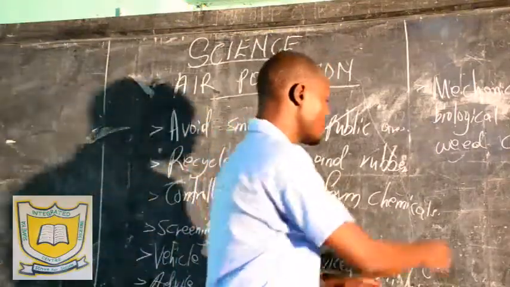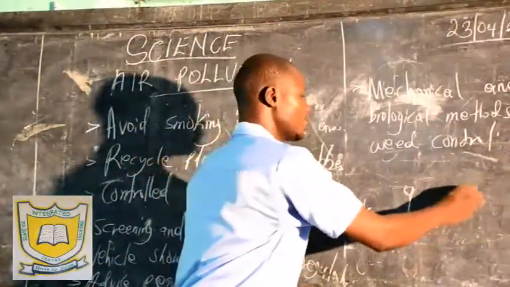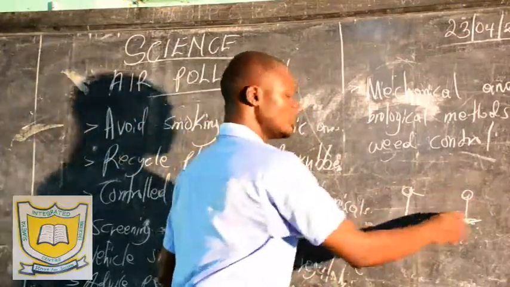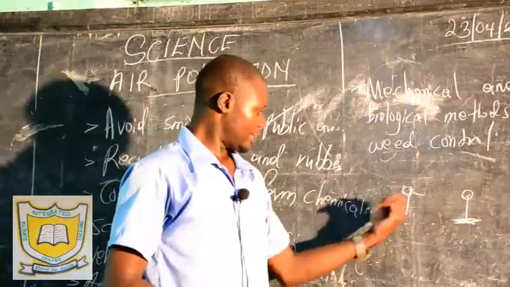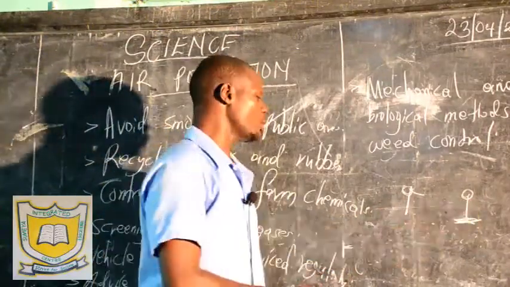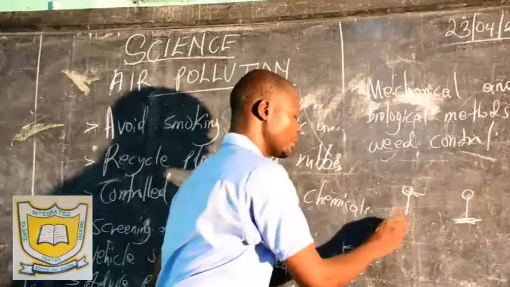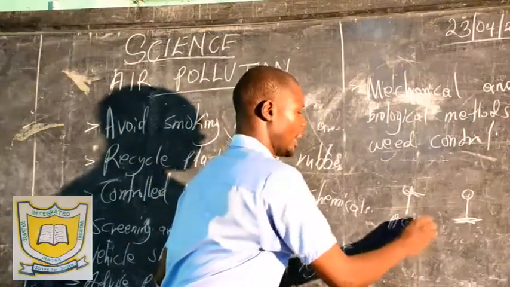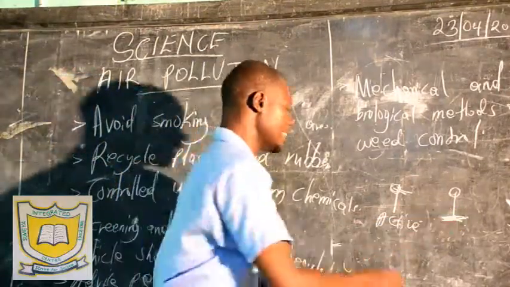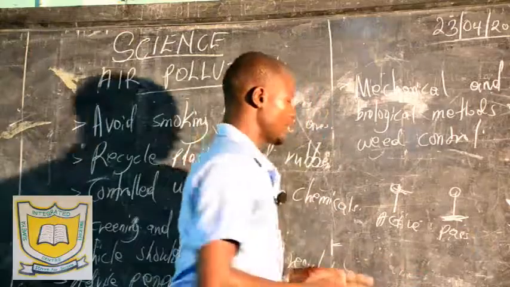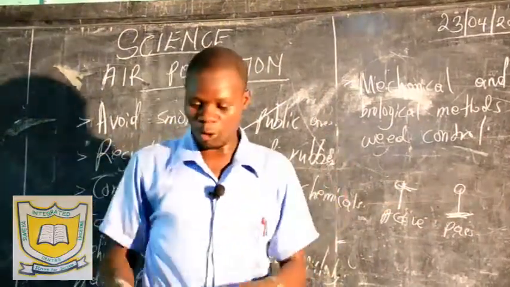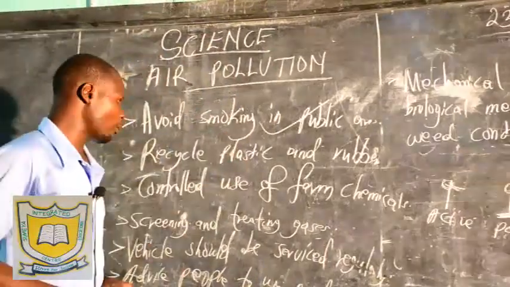If, for example, this person is sitting with this one and this one is smoking, you find that this one is unintentionally also inhaling that smoke. Whoever is smoking is active, and whoever is unintentionally inhaling the gas is known as a passive smoker. So this one is also affected. So you should not smoke where there are so many people.